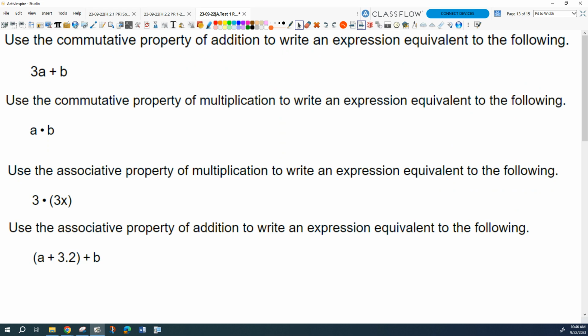Okay, so now I think this is really good practice. This will kind of seal the deal for you if you're confused at all. Use the commutative property to rewrite that. Yeah, commutative means I'm just changing places, right? So we would just exchange the positions of the things that are being added, b plus 3a. Okay, use the commutative property of multiplication. Excuse me. A times b would equal b times a.